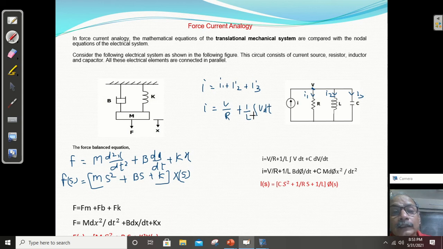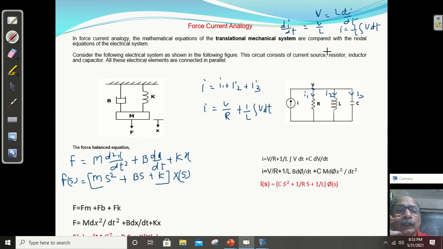How will you get it? We know that in case of inductor, voltage equal to L di by dt. So di by dt will be V by L. How will you get I? Do we integrate or differentiate? Integrate. So I equal to 1 by L integration of V dt.